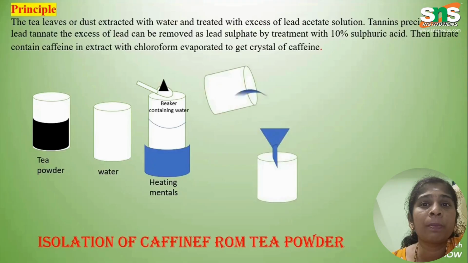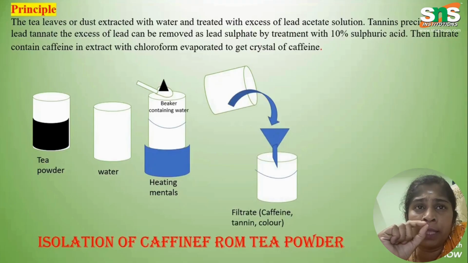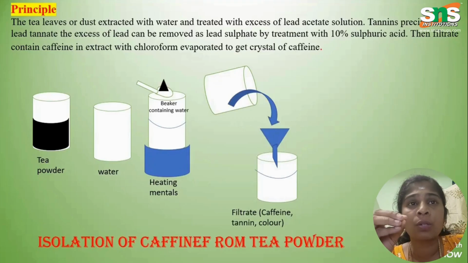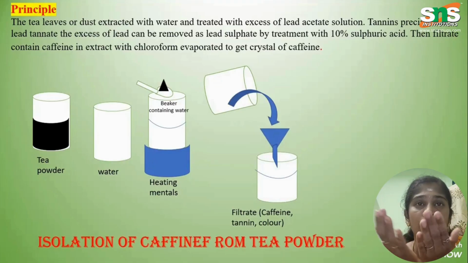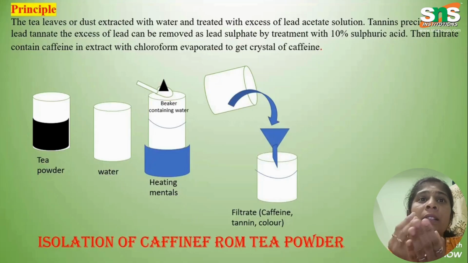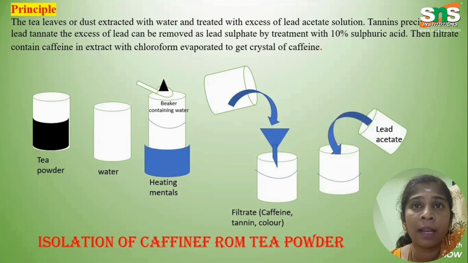Coming to the procedure, we are going to discuss it step by step. The first step is preparation of the aqueous extract. The tea powder is transferred into a beaker, and distilled water is added to it. The mixture is heated gently on a water bath, maintained nearly boiling for about 20 to 30 minutes. This step extracts caffeine along with tannins and coloring matter into the aqueous solution.